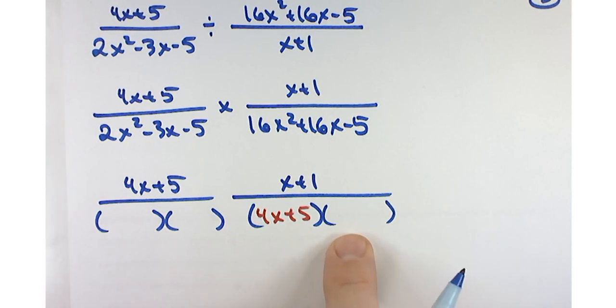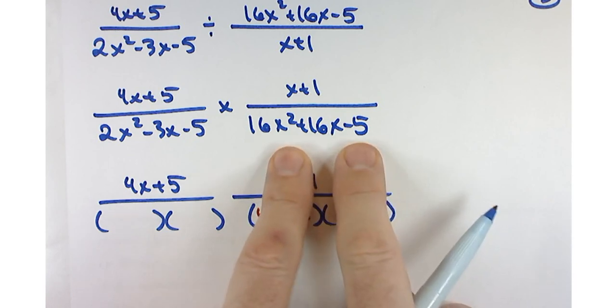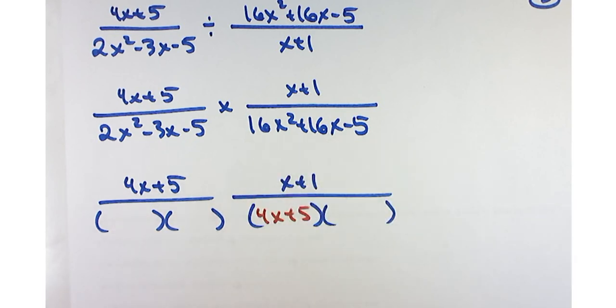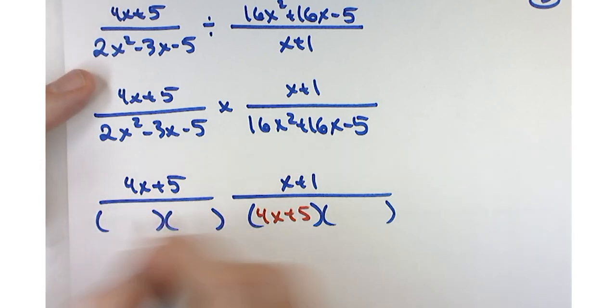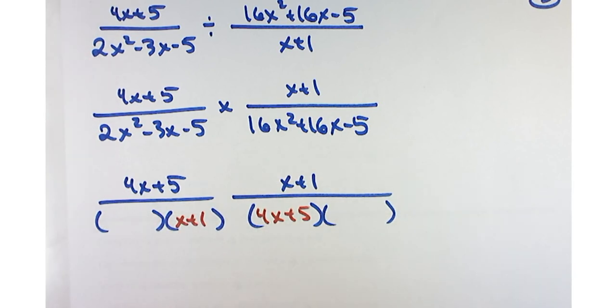Now, if my guess is correct, and this is 4x plus 5, why don't you see if you can figure out what the rest of this would be so that it multiplies out to 16x squared plus 16x minus 5. See if you can use that as a hint. And maybe the same thing over here. In the denominator, I'll have an x plus 1 term, and maybe there's something else there. But you've got to check it. Make sure that it actually does factor like you're hoping and expecting to.